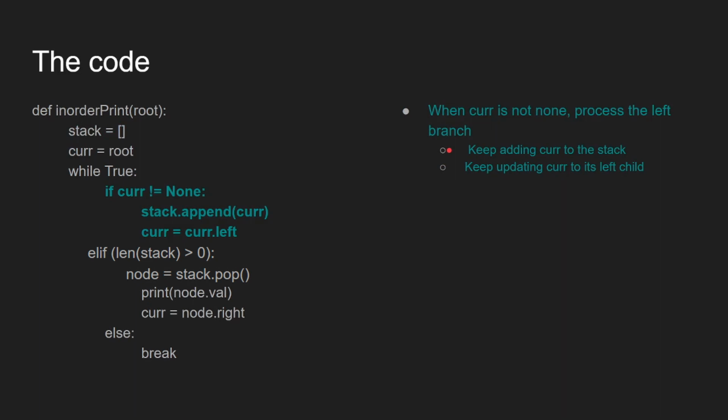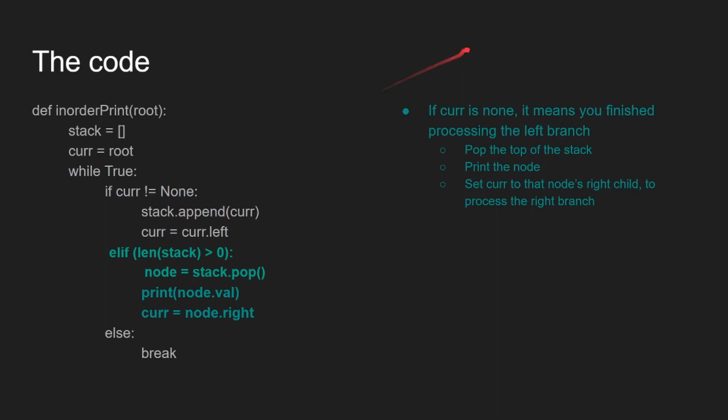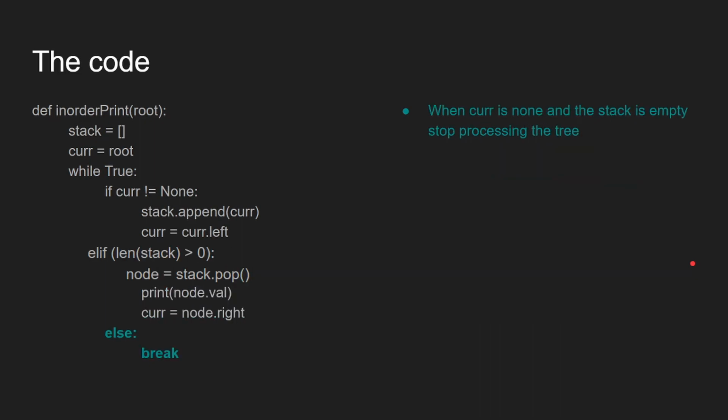When current is not none, then you process the left branch. You keep adding current to the stack, and you keep updating current to be its left child. If current is none, which means that you've finished processing the left branch, then you pop the top of the stack, you print the node, and you set current to its right child to process the right branch. When current is none and the stack is empty, stop processing the tree.